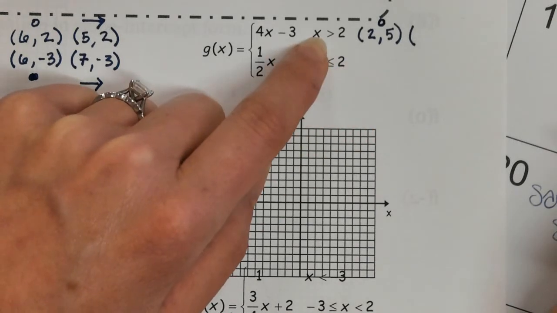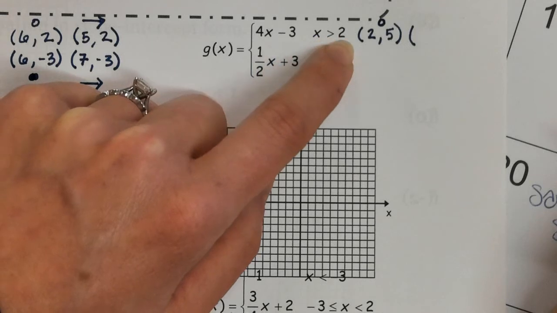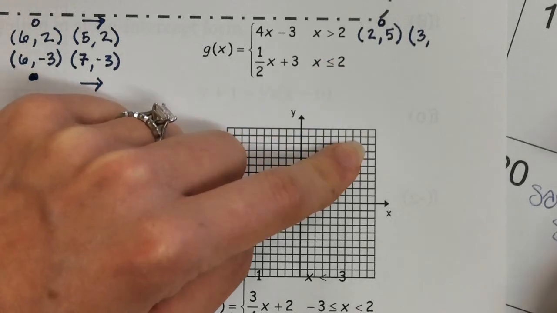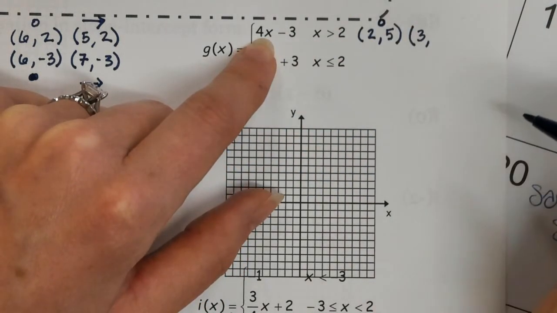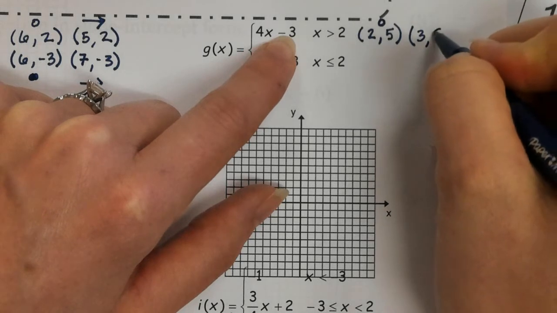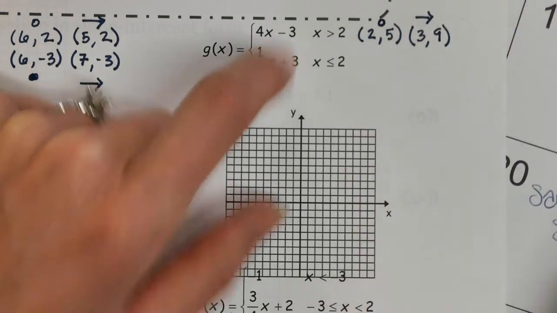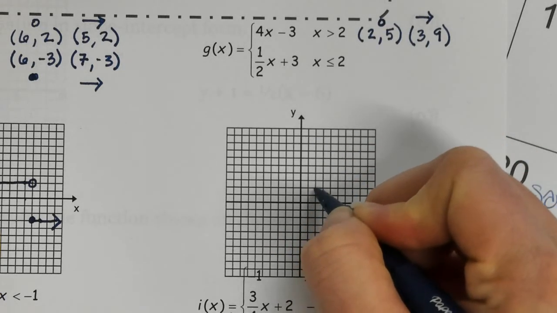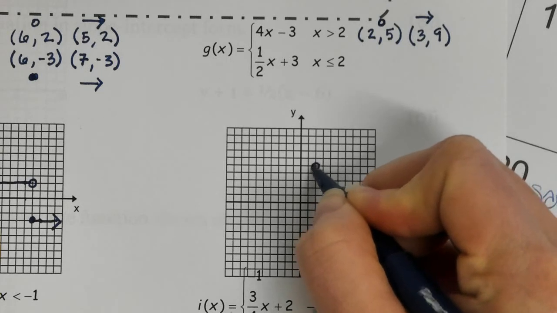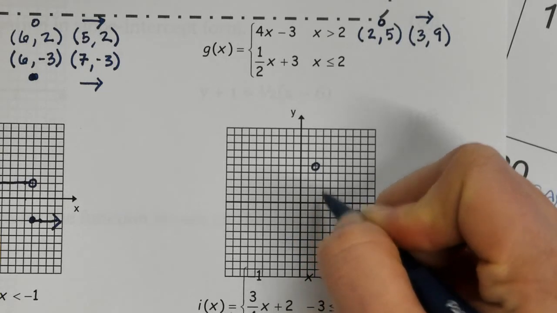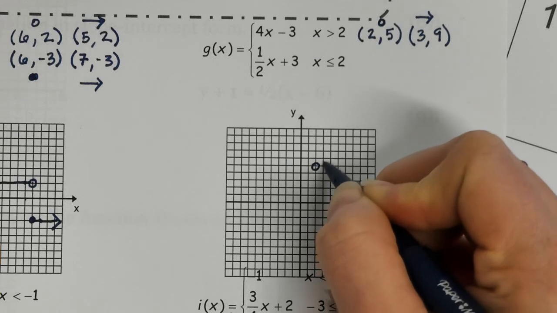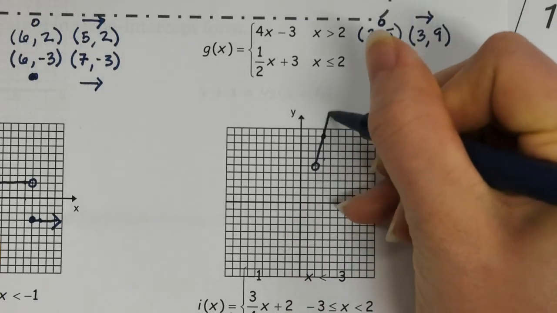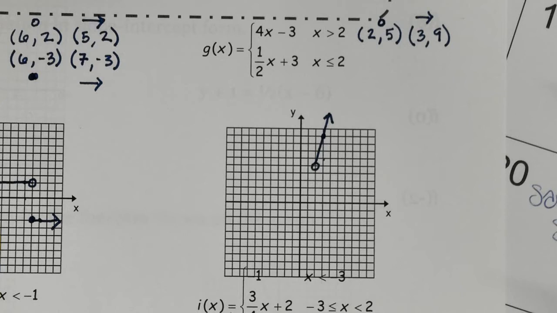Now, I want something that's greater than 2 because x is greater than 2. So something that's greater, I'll pick 3. 4 times 3 is 12. 12 minus 3 is 9. And that's the direction of the arrow. So 2, 5. 1, 2, 3, 4, 5 is an open circle. 3, 9. 1, 2, 3, 4, 5, 6, 7, 8, 9. There is my first piece.